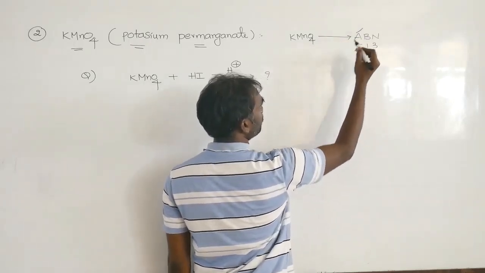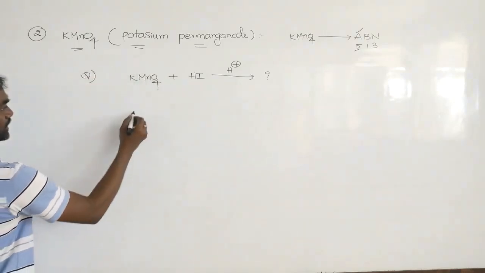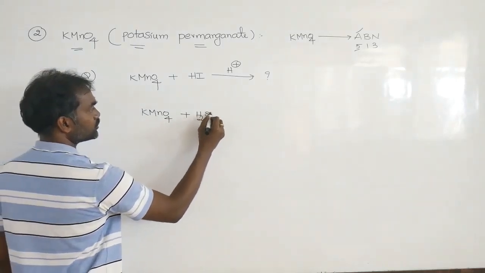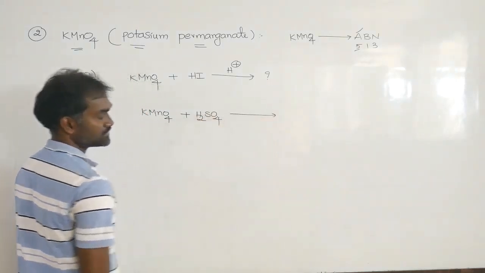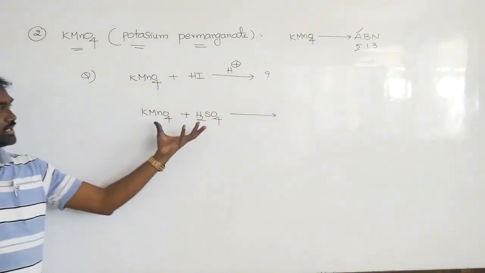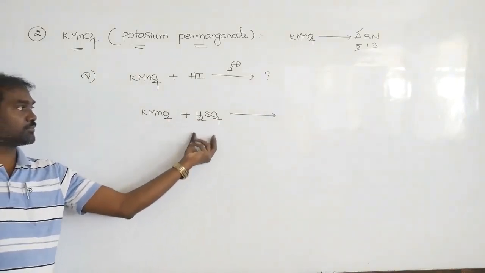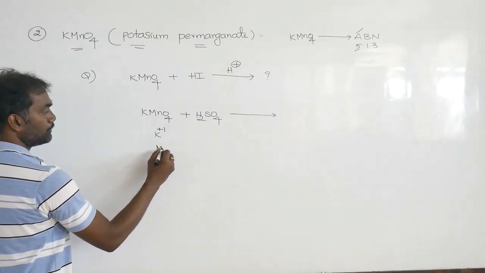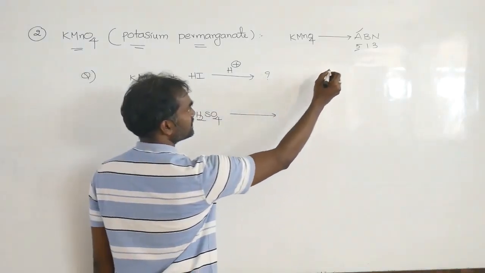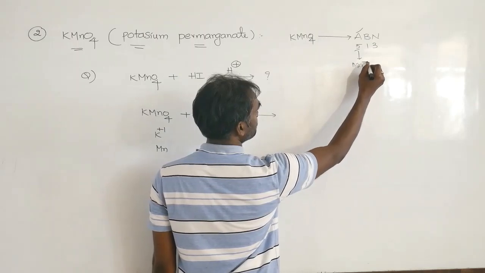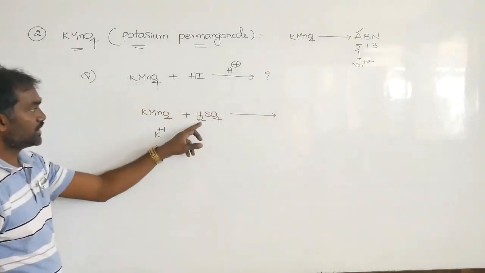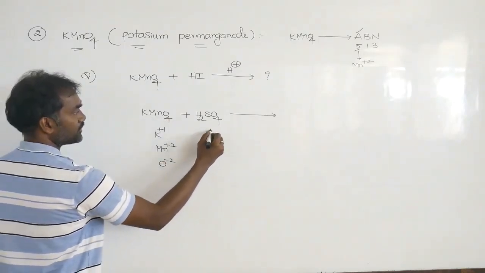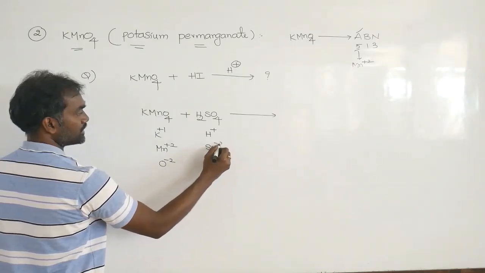So in acidic medium, 5 electrons are exchanged. That means you take KMnO4 plus H2SO4 gives rise to... Whatever the equation, you write plus and minus here, plus and minus here, and combine both. Here potassium is plus 1. Manganese, 5 electrons exchanged means, as we already saw, manganese becomes Mn plus 2. So in acidic medium, manganese is plus 2. Oxygen is minus 2. Here hydrogen plus, SO4 minus 2.